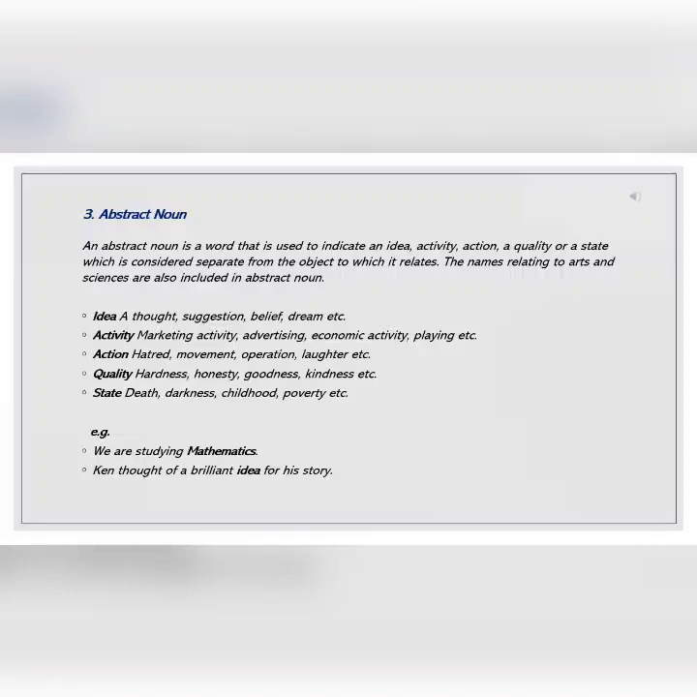Suppose a thought or an idea or a dream or advertising or goodness or kindness, all these kind of qualities. Or suppose a state means a situation, a position like childhood, poverty, darkness, death, all these kinds of things. They do not possess a physical existence, but they definitely are considered to be very important. We also include the names relating to the arts and sciences in the abstract nouns. Like suppose I'm saying we are studying mathematics. Now mathematics is something that is not in the physical form, but we say it because mathematics is considered to be an abstract noun. It is important.